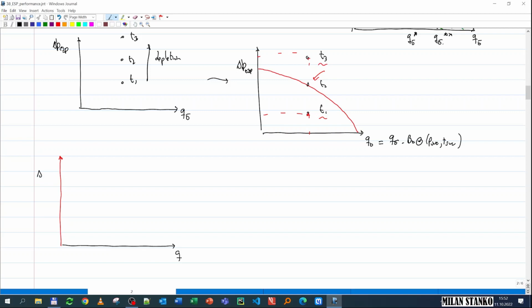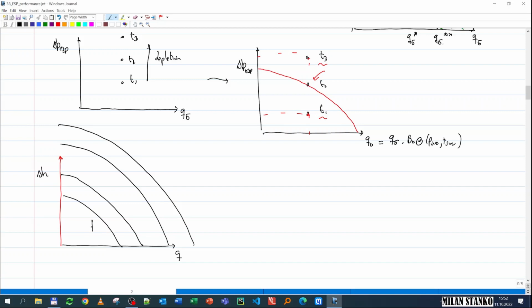Q and delta H. So this is for one frequency. If I increase the frequency, something like this happens. And if I reduce the frequency, something like that happens. So I have F1, F2, F3, and F4. And here F4 is greater than F3, that is greater than F2, greater than F1. So it makes sense: when you increase the frequency, you scale up the curve, and when you reduce the frequency, you scale down the curve.